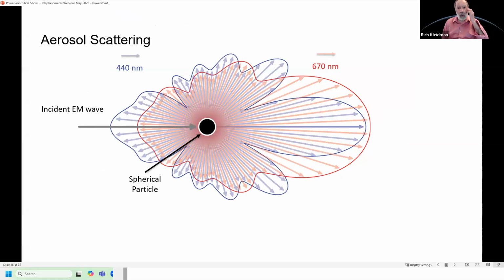Here's another directional representation of aerosol scattering. Again, I have a spherical particle, and what I'm showing here is the blue is a representation of the scattering in 440 nanometers, and the red is representation in 670. So you can see even the wavelength that you're measuring at will affect your directional scattering.